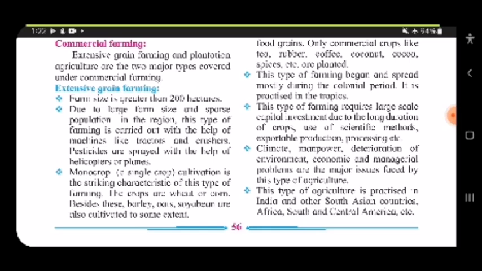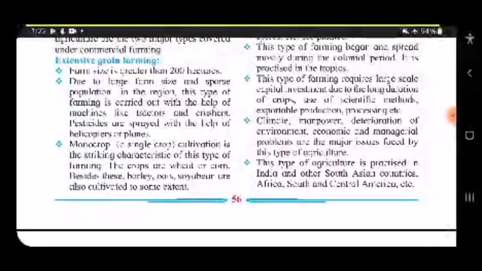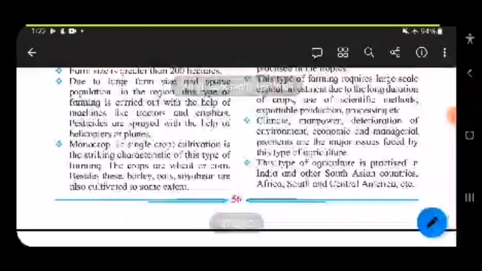Now, how do they grow crops? They use tractors, they use crushers, to plow the fields. Then to spray pesticides on the crops, they use the help of helicopters and planes. Monocrop, that is a single crop, is grown in that particular area, a single crop only will be grown, is the striking characteristic of this type of farming. The crops are wheat or corn. Besides these, barley, oats, soya bean are also cultivated to some extent.